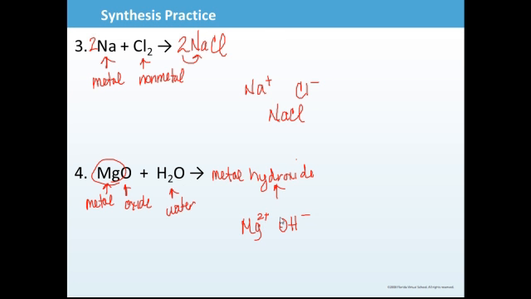Magnesium has a +2, hydroxide has a -1. Therefore, I'm going to need 2 hydroxides to balance magnesium's charge. Anytime you have more than 1 polyatomic ion, you put it in parentheses and then put the subscript outside. So my product is going to be Mg(OH)2, and we have to balance. And it is balanced because I have 2 hydrogens, 2 hydrogens, 2 oxygens, 2 oxygens and 1 magnesium.